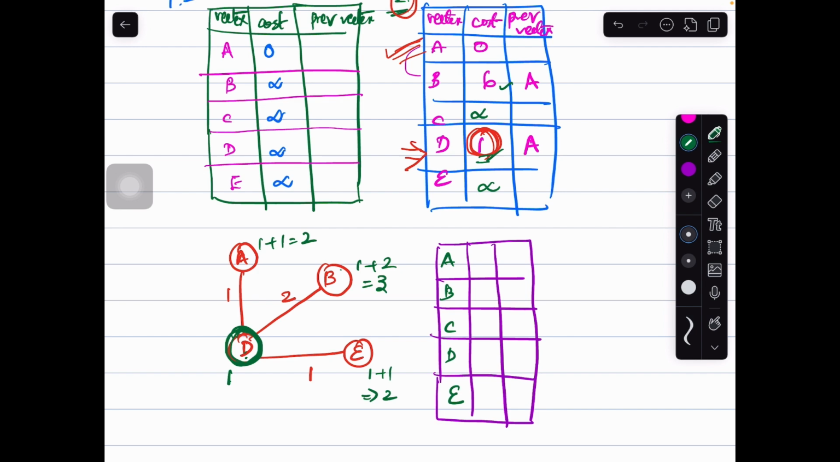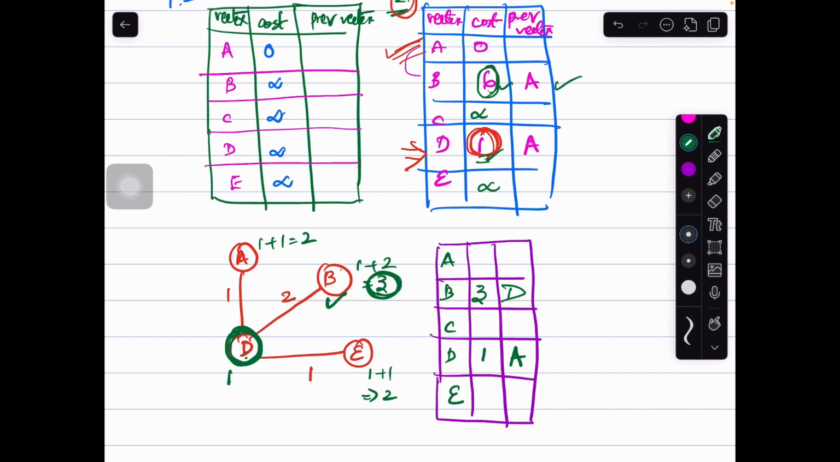Now for node D, what is the cost already? The cost is 1, right? So let us write down the cost as it is. So the previous vertex is E. Now in order to travel to node B, for node B, what is the cost here? Cost is 3, right? But what is the cost in the previous table? It is 6. So 6 is higher cost. So we will replace cost for node B as 3. And what is the previous vertex now? The previous vertex is D.